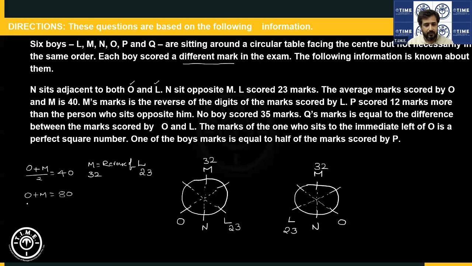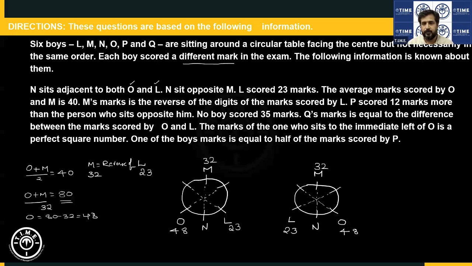And we already know O plus M is equal to 80. Since M is 32, O will be 80 minus 32, that is 48. So O scored 48 marks in both the cases.